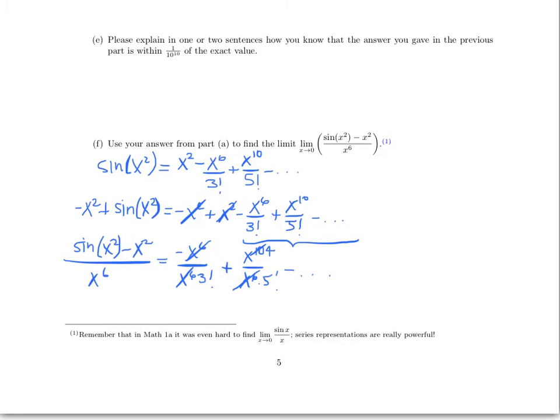And then as we take the limit as x approaches 0, this is now our chance here. Our limit as x approaches 0. Well, we have negative 1 over 3 factorial and everything else, because they have an x in the numerator, everything else is going to 0. And so we're left with negative 1 over 3 factorial. So that limit evaluates to negative 1/6. And that is our final answer.